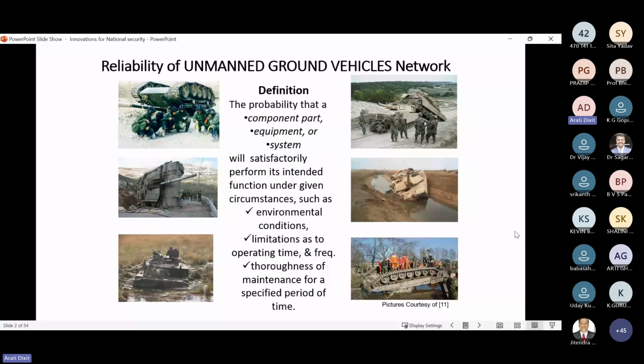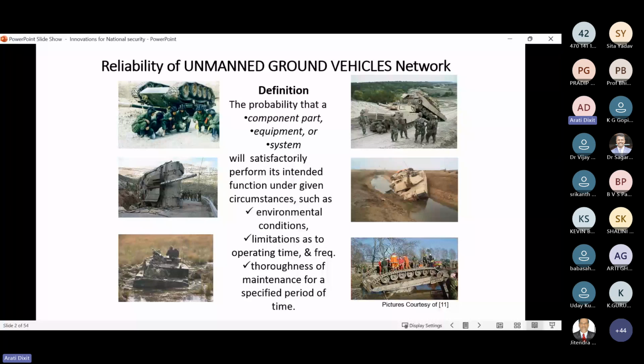So the idea here was to take into account the definition of the reliability of an unmanned ground vehicles network. Here we define that as the probability that a component, part, equipment, or system will satisfactorily perform its intended function under given circumstances, like environmental conditions or limitations of operating time, frequency, and thoroughness of maintenance, for a specific period of time, and so on. So can we come up with some solution for that?